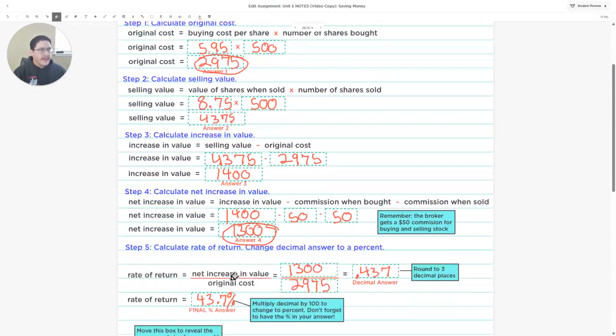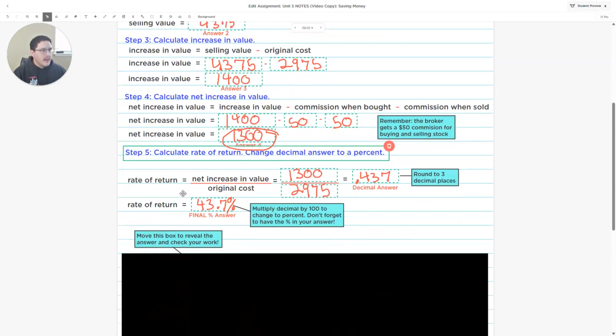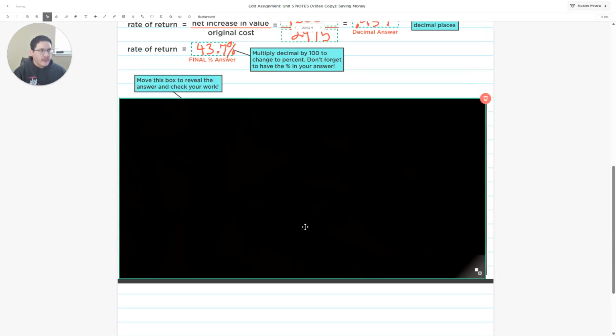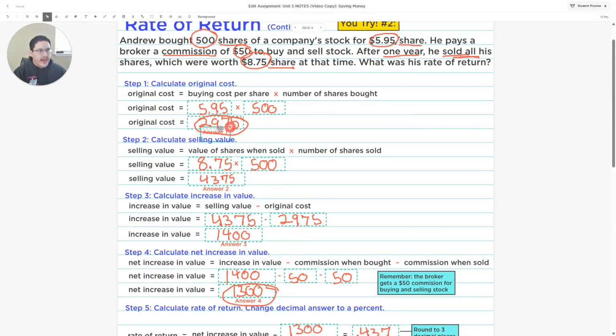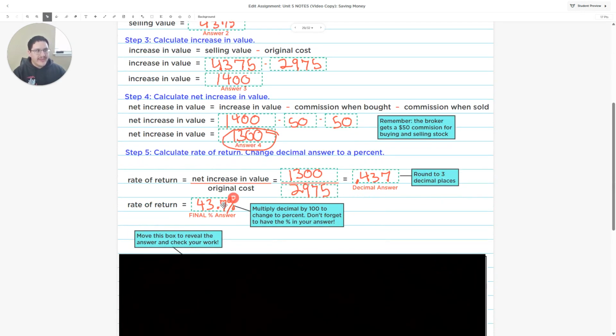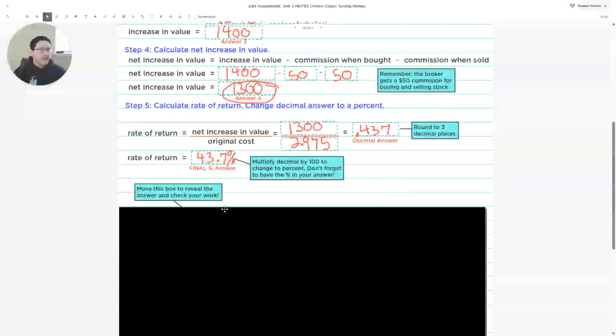And that's it. That's it for you try number 2. Just to make sure we did everything correctly. Yep, 43.7%. So he bought at $29.75. He sold at $43.75. His net increase with that commission is about $1,300 after we subtract the two commission values. Divided by the original cost, we get our decimal answer, then multiply by 100, we get 43.7% as his return rate for this stock investment. And again, that is it for you try number 2.